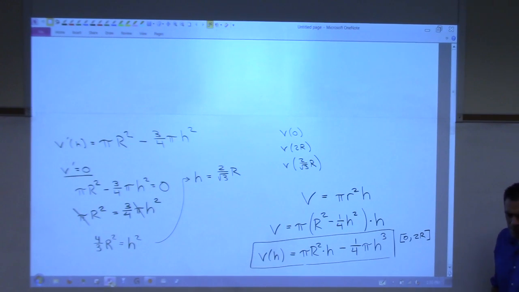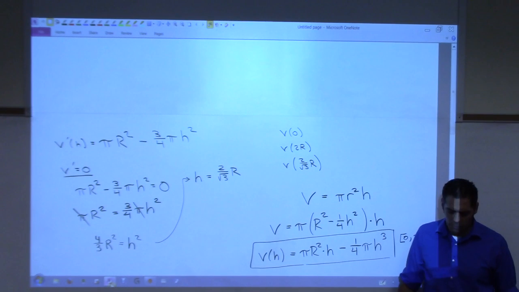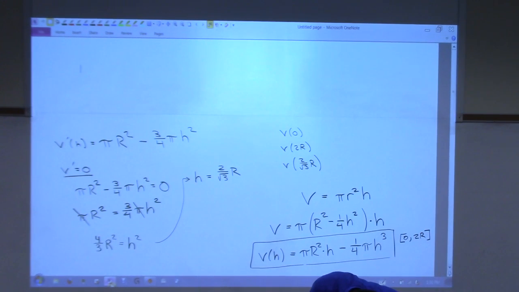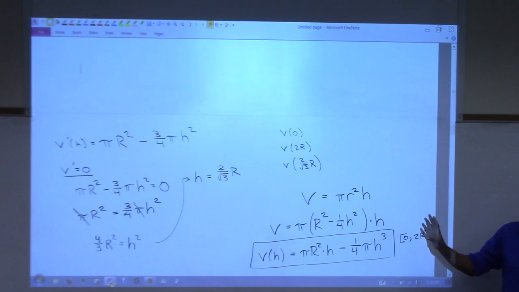What did the question ask for? It said find the maximum volume, right? Or no, did it? It did. Find the largest possible volume. So it doesn't want the dimensions, it wants the actual maximum volume. So let's try V of 0.